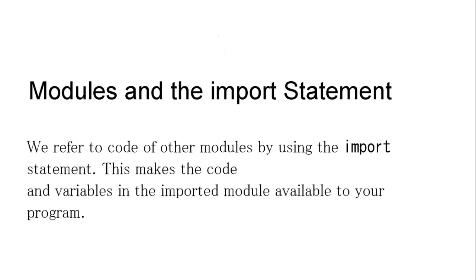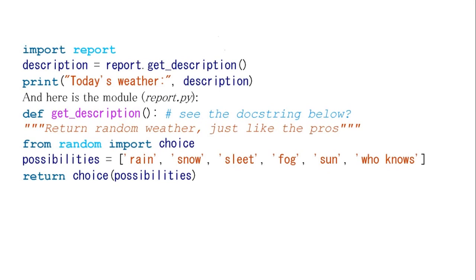To continue the analogy of this book, when I say that something will be explained in a later lecture, in programming that's like referring to code in another module. We refer to code of another module by using the import statement. This makes the code and variables in the imported module available to your program. Import a module. The simplest use of the import statement is import module, where module is the name of another Python file, without the .py extension. Let's simulate a weather station and print a weather report. One main program prints the report and a separate module with a single function returns the weather description used by the report. Here is the main program.